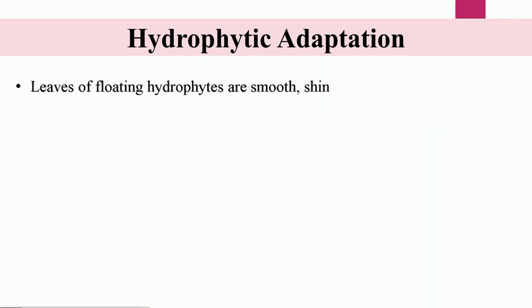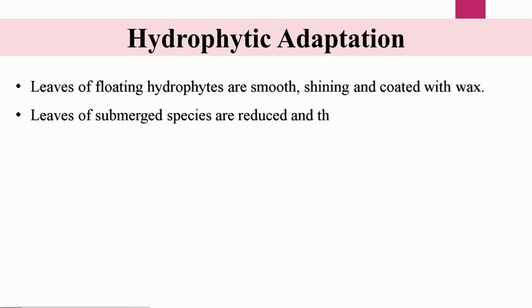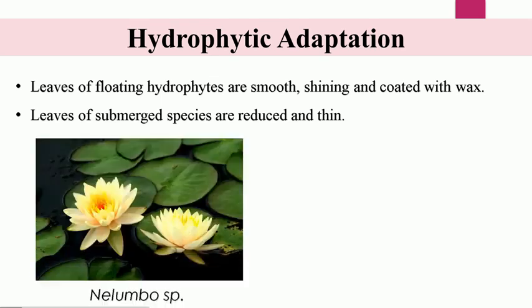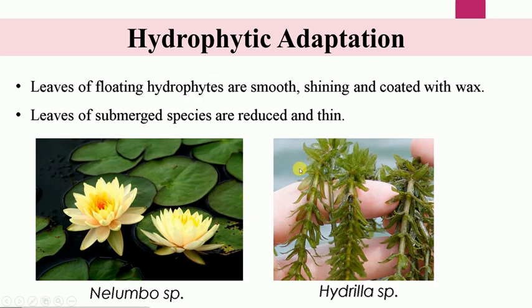Now the leaves. The leaves of the hydrophytes mainly serve as the floating organs for the floating hydrophytes. The leaves of floating hydrophytes are smooth, shining and coated with wax, and they are basically very large, which can support the weight of the entire plant to float. The leaves of the submerged species are reduced and thin. For example, in the case of Nilambo, you can see the leaves are larger, which keep the plant afloat on the water. Whereas in the case of Hydrilla, the leaves are reduced and very thin.